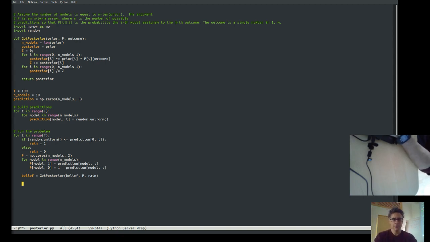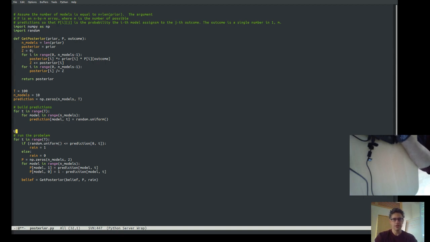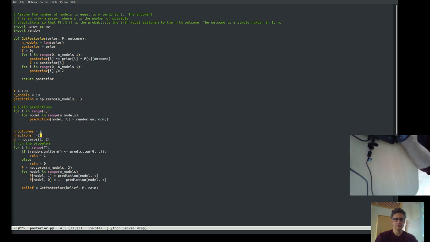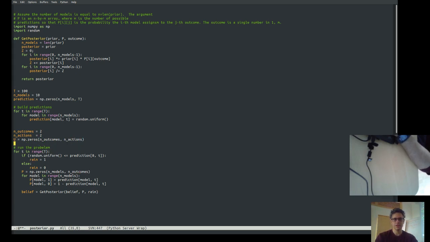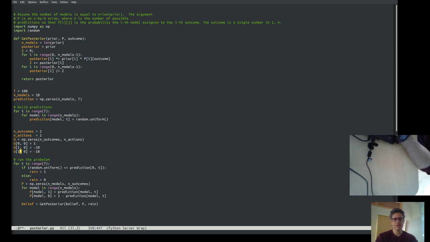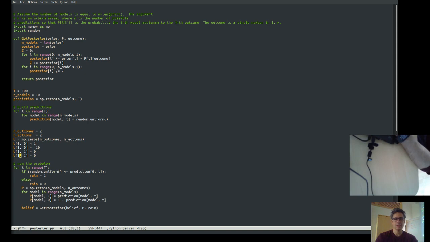So what's the utility going to be? Well, let's say you have a fixed-time utility function. Utility is equal to np.zeros. You have two outcomes, and let's say you have two actions: take umbrella or not take umbrella, okay? Outcomes and actions, just to make it clear. Now we have this, and we have the utility. If we don't take the umbrella and it doesn't rain, we like it. And if it rains and we don't take the umbrella, we don't like it at all. And if we take the umbrella, then we don't care what actually happens. Okay. So this is a utility function.